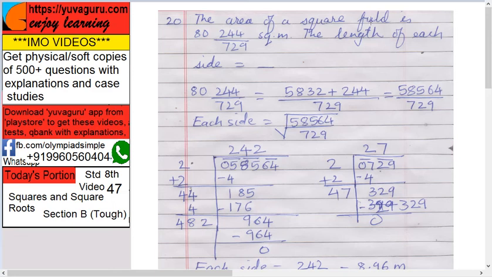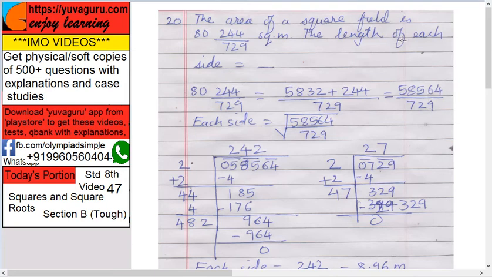The area of a square field is 80 244/729 square meters. Then the length of each side is, here 80 244/729 is a mixed fraction. We have to convert this to an improper fraction. How? Simple. 729 into 80 plus 244. So 58564 upon 729.